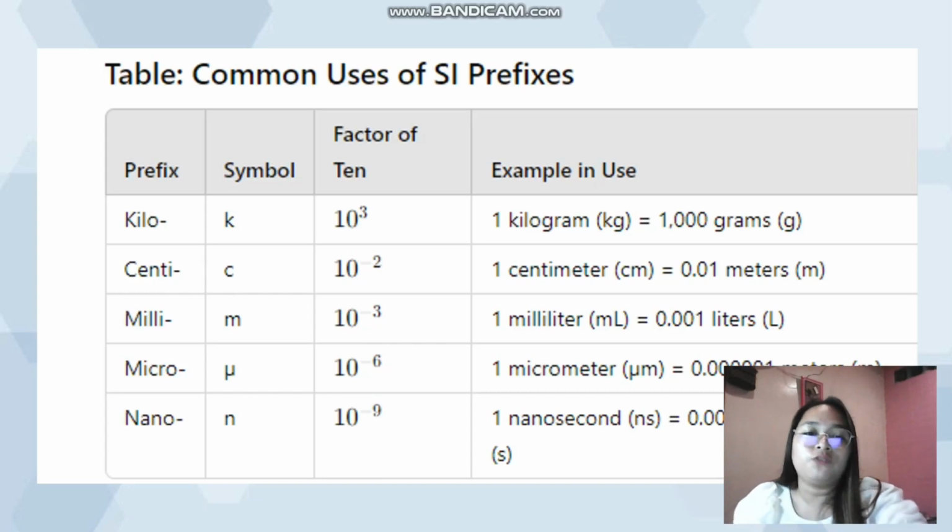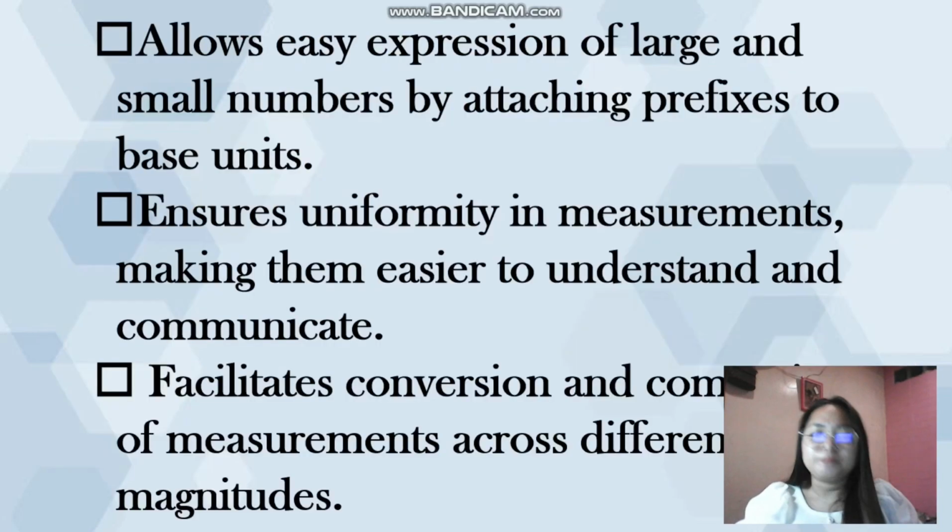For the prefix kilo, as in kilogram, we have the symbol k and the factor of 10 to the power of 3. Now, class, I want you to look at the examples in use. Focus on it. 1 kilogram is equivalent to 1,000 grams. 1 centimeter is equivalent to 0.01 meters. 1 milliliter is 0.001 liters. 1 micrometer is 0.00001 meters. And 1 nanosecond is 0.00001 seconds. Again, what is the equivalent of 1 kilogram in grams?